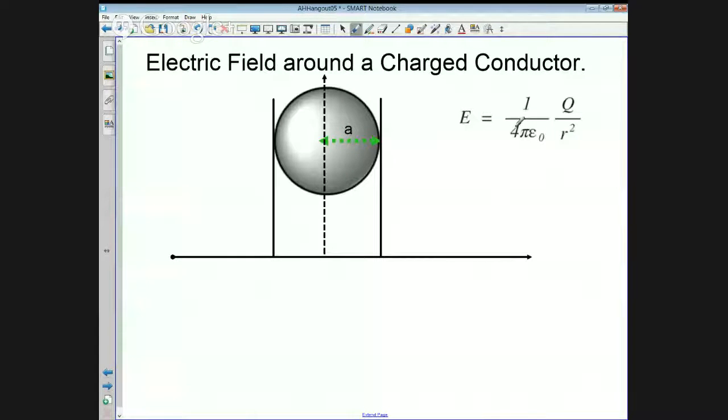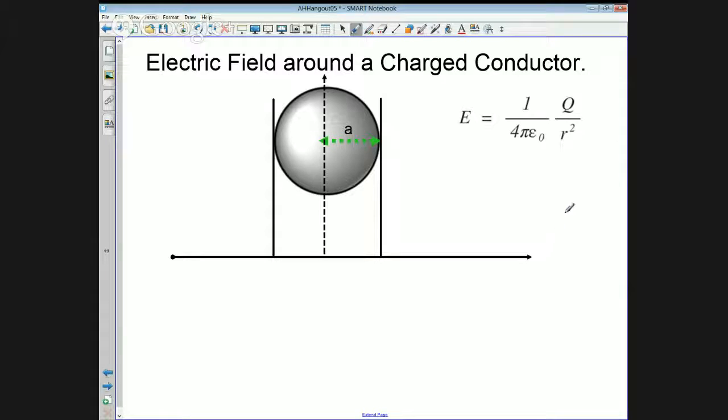Now, there's the equation for the electric field. Remember, the electric field is the force experienced by a unit positive charge when it's in the presence of a large charge Q. So what we have here is the electric field is 1 upon 4 pi epsilon naught Q over R squared.